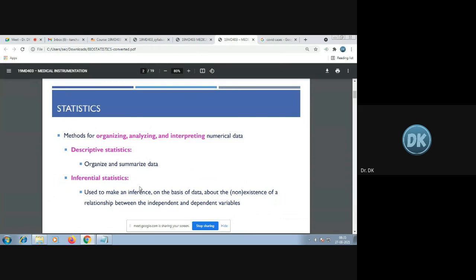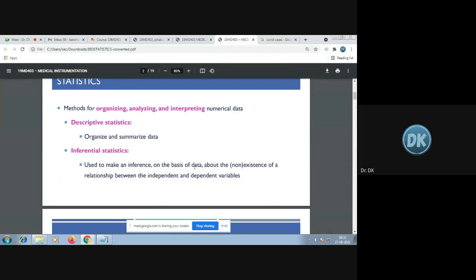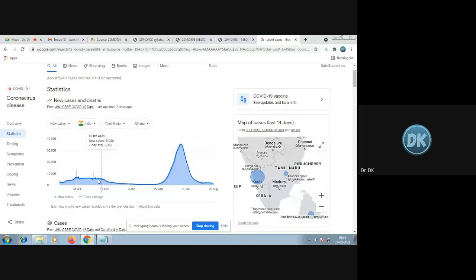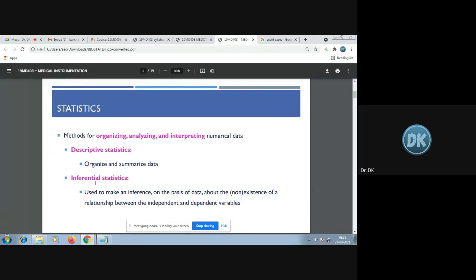The second one is inferential statistics. This is used to make an inference on the basis of data about the existence of a relationship between the independent and dependent variable. This is mainly used for prediction purposes. For example, if you want to find out how many males and how many females were affected with COVID-19 over the past year, or how many people above 18 and below 18, and you do some analysis based on that, finding a relation between age and being affected by COVID, then that is an inference, right? You're trying to bring two variables together and relate them.